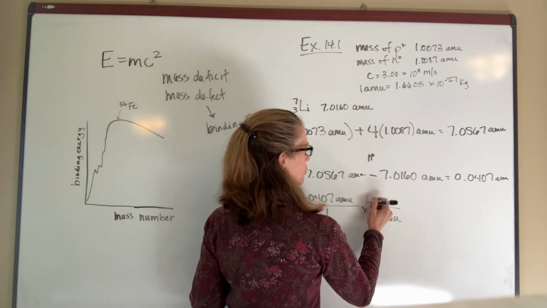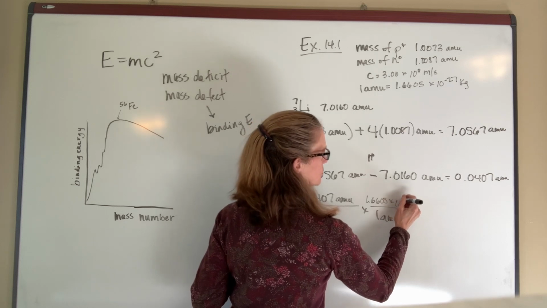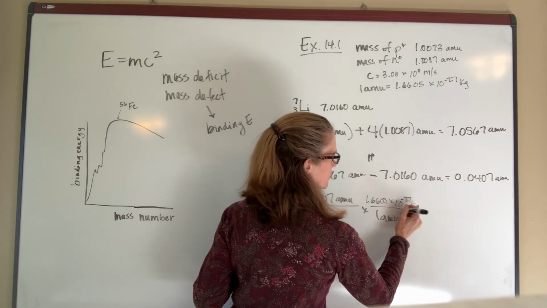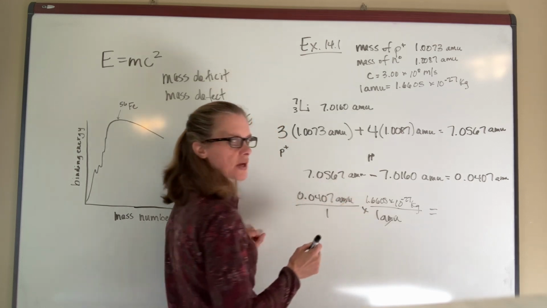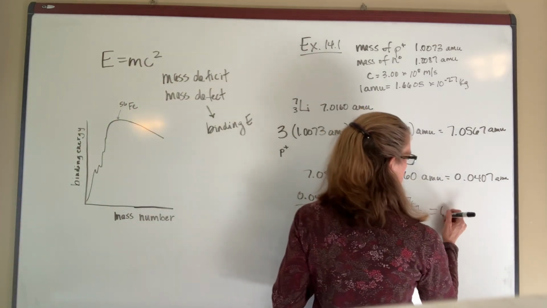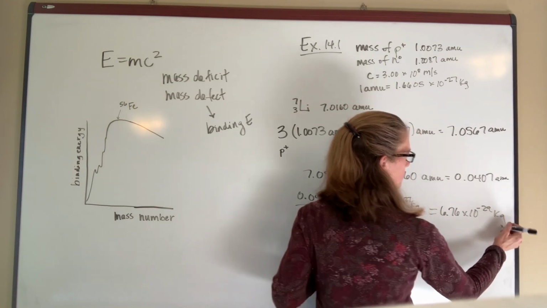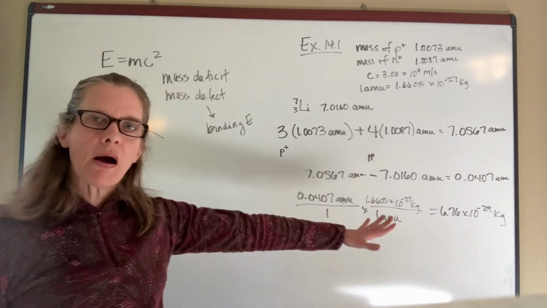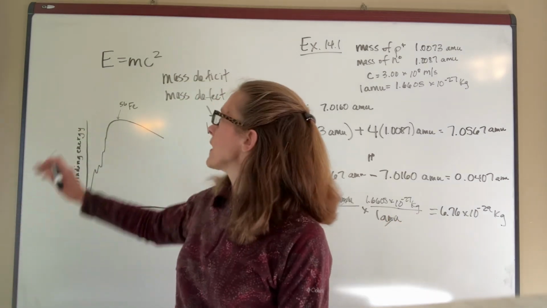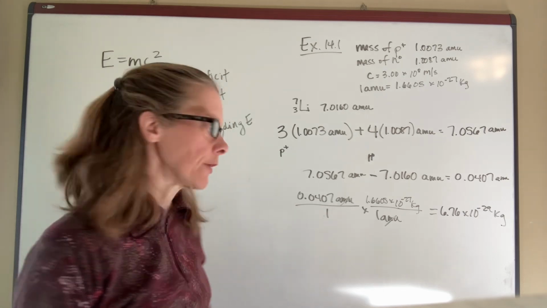And I'm going to put 1.6605 times 10 to the negative 27th kilograms on the top. So this cancels out. And that's going to give me 6.76 times 10 to the minus 29th kilograms, okay? Now I have this in units where I can utilize my E equals mc squared.